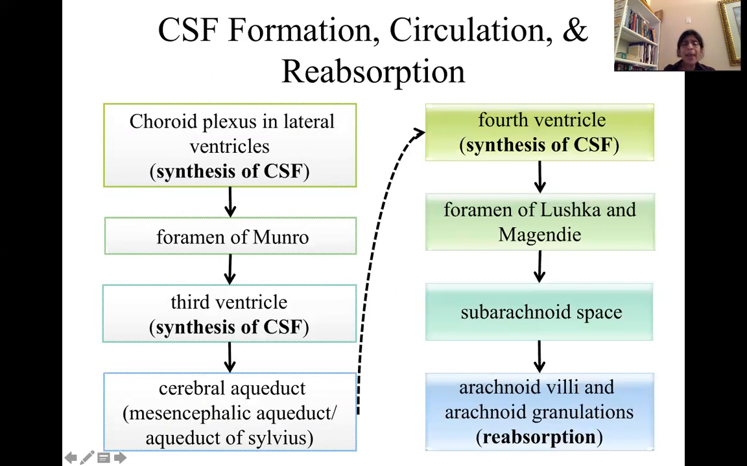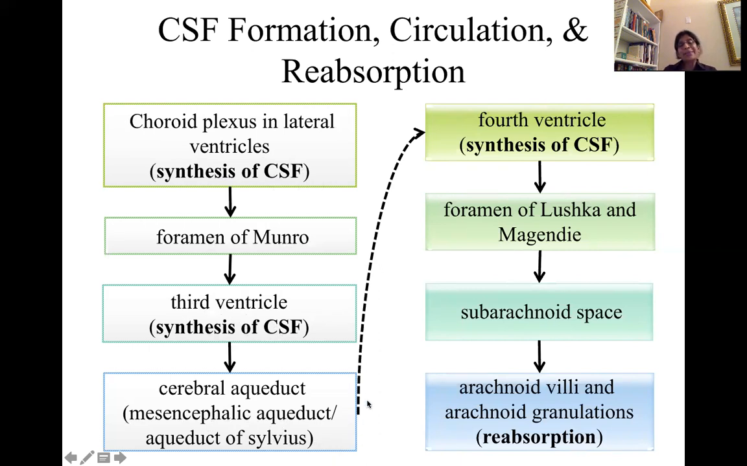All right, so let's go back here to talk about the production and the pathway through which it circulates. Basically, you have seen it already. It's just spelled out here. Choroid plexus in lateral ventricles synthesize some CSF. Foramen of Monro, this is the opening that leads to the third ventricle, where there is additional CSF added. And now cerebral aqueduct, also called as mesencephalic aqueduct, that is situated in the midbrain. It's also called as aqueduct of Sylvius.